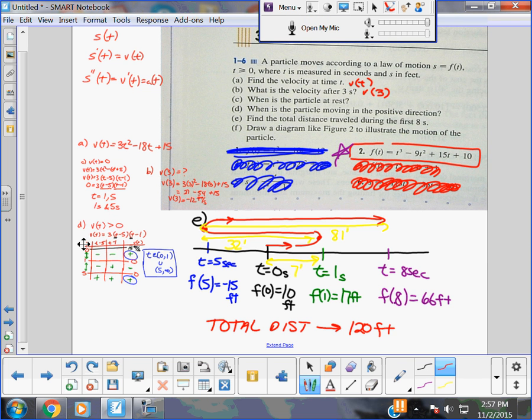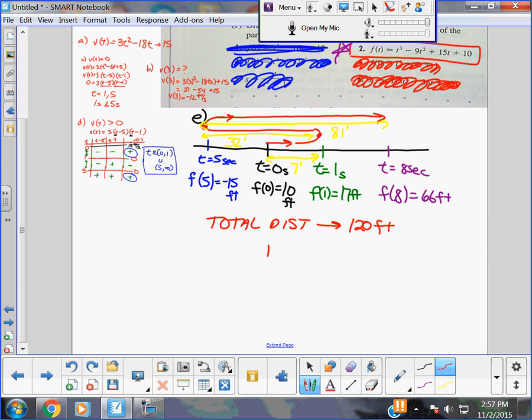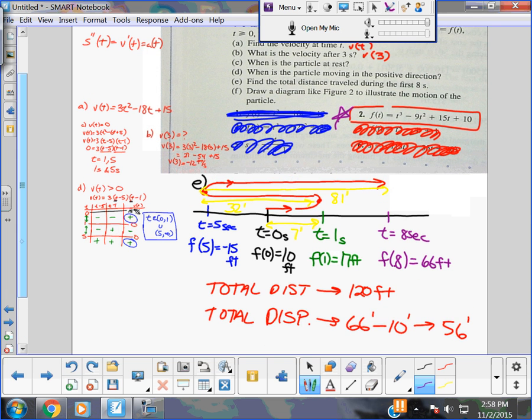What if I ask for the total displacement change in the first 8 seconds? The total displacement, guys, is simply 66 feet minus 10 feet. This particle only moves 56 feet. It moved 56 feet by going from here to here. That's its displacement. But it did a lot more distance than that. It did 120 feet of moving around. All right? And again, this is the diagram. Letter E and letter F are together.